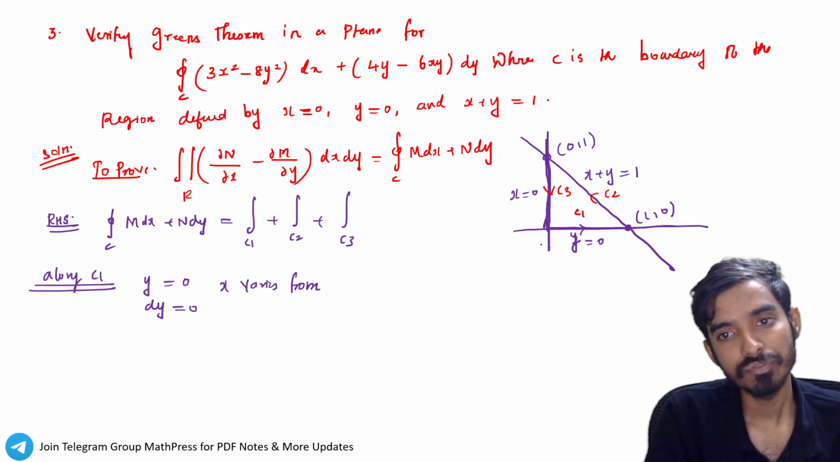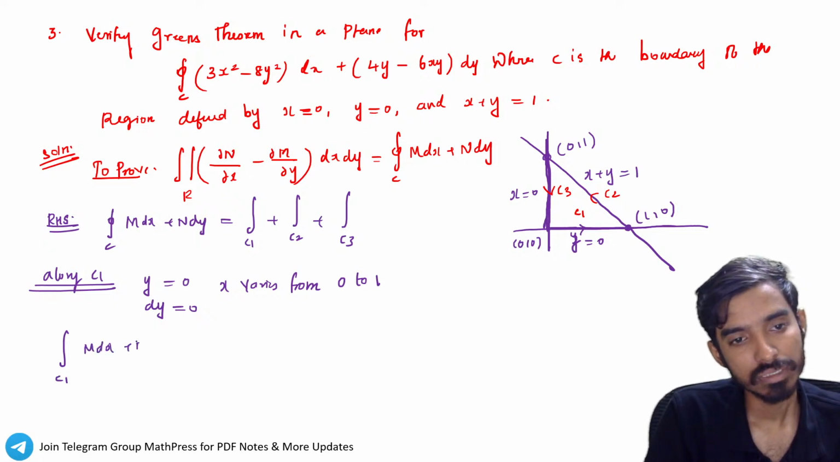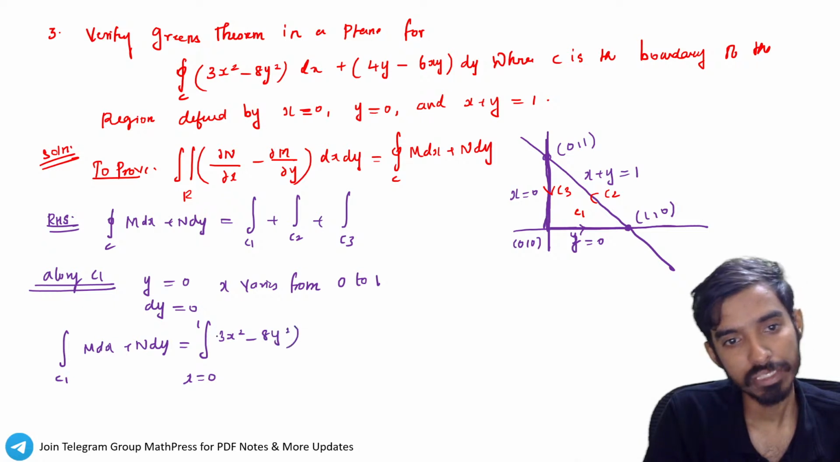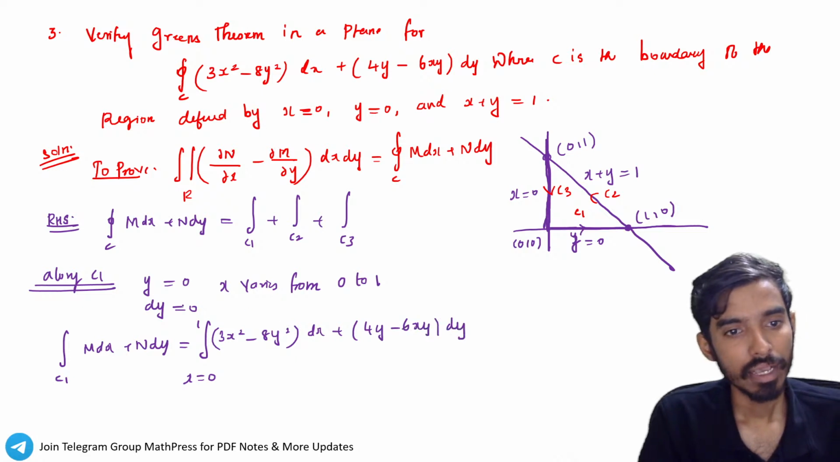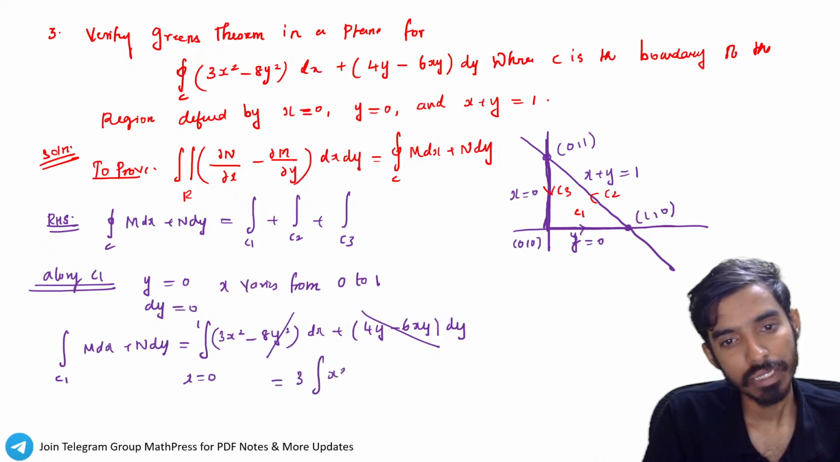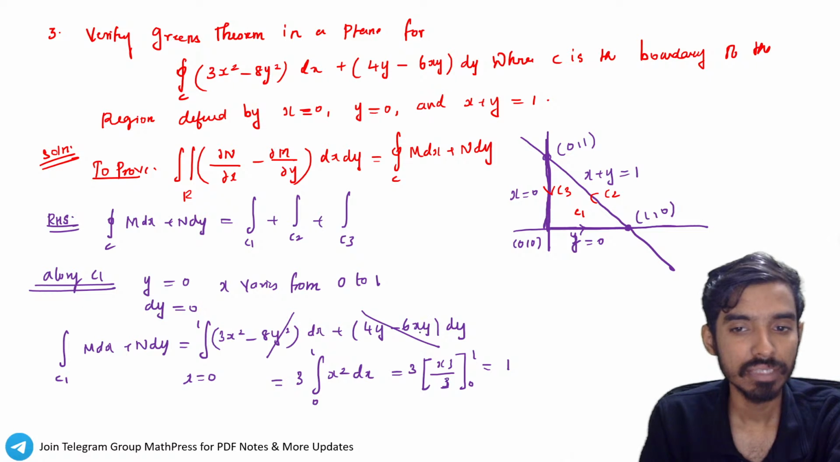So this point is (0, 0). X varies from 0 to 1. Therefore, the integral over C1 of m dx plus n dy will be the integral from 0 to 1 of (3x square minus 8y square) dx plus (4y minus 6xy) dy. Since dy is 0 and y is 0, those terms are 0. So we will have 3 times the integration of x square dx, x from 0 to 1. So 3 times x cube by 3, from 0 to 1, this will be 1. So along C1, the line integral is 1.